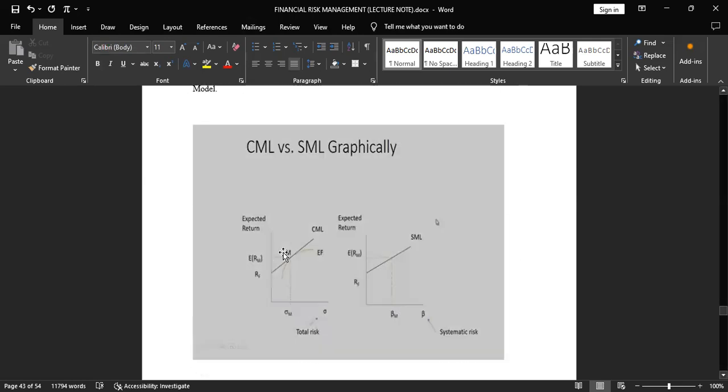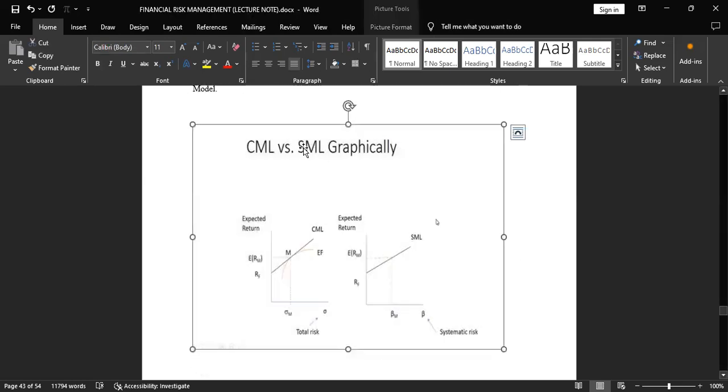Okay, so CML represents the capital market line, and SML represents the security market line. So let's look at CML. In CML, on the graph, on the vertical axis we have expected return, and on the horizontal axis we are measuring risk with standard deviation. Meaning that under the capital market line, we measure risk with standard deviation, and it measures total risk.